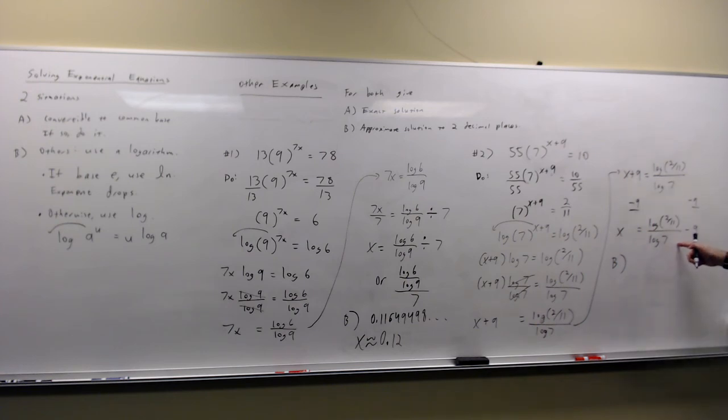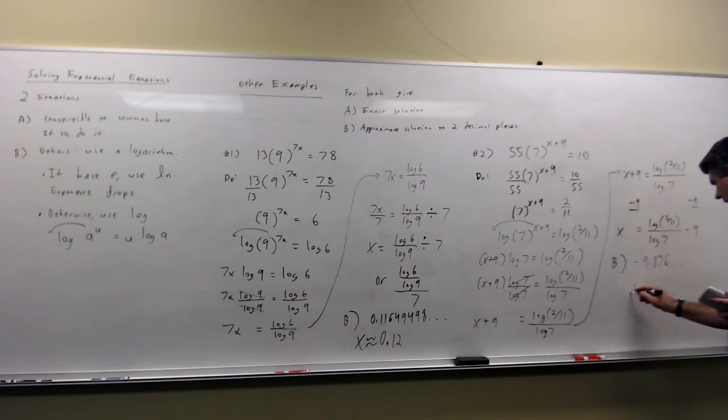Now I have negative 0.876 and subtract the 9. Negative 9.876 blah blah blah, who really cares? Second decimal place, I'm rounding up. x is approximately negative 9.88.